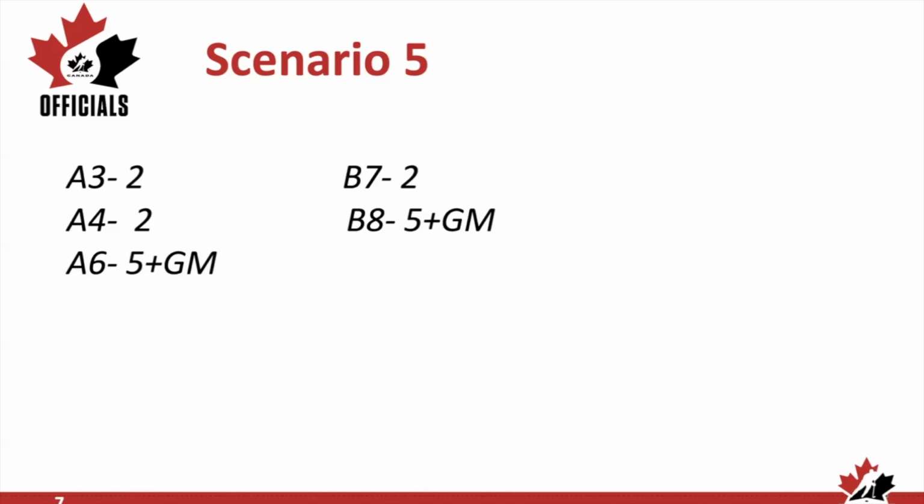So A3 cancels with the B7, and A6 and B8, they cancel out as well. So again, in this case, because those players have left the game, A6 and B8, they actually won't be serving any penalty. They're just gone from the game. We don't have to put anyone in the penalty box to serve their major penalties because they're not.